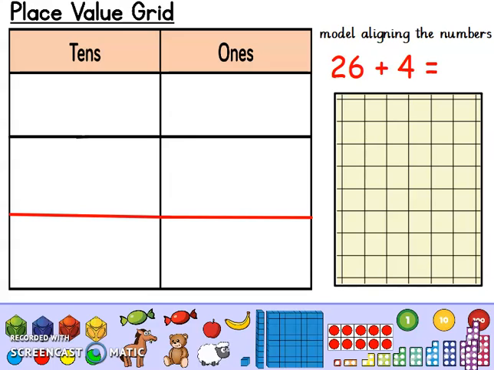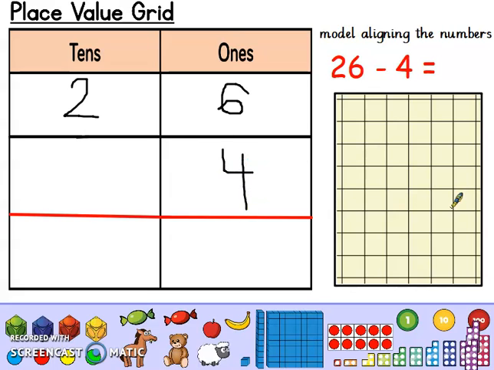Looking at this sum then, let's have a look. 26 add, that's not right. 26 take away, silly me, take away 4. So I know 26 has 2 tens and 6 ones. And I know the number 4 has no tens and 4 ones.